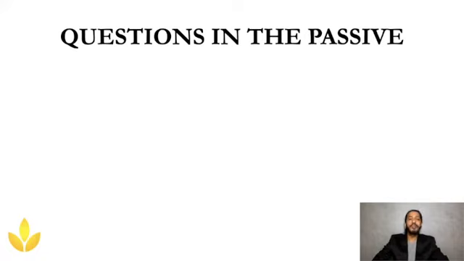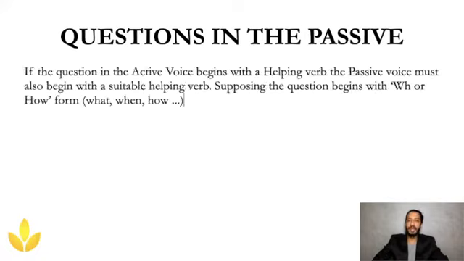So if the question is in the active voice and begins with a helping verb, the passive voice must also begin with a suitable helping verb. Supposing that the question begins with words such as what, when, or how, the passive voice must begin with the same. Let us see an example which helps you understand it better.